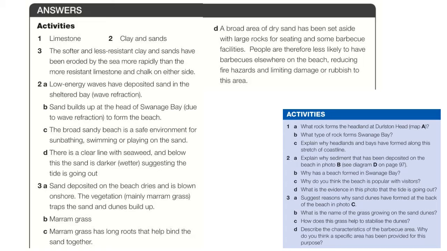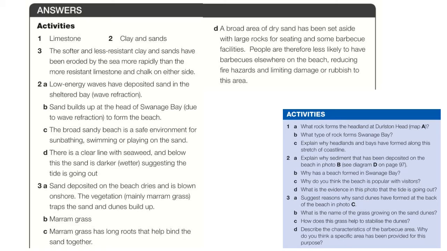2A, explain why sediment has been deposited on the beach in photo B. Low energy waves have deposited sand in the sheltered bay. You could have mentioned constructive waves. 2B, why has a beach formed in Swanage Bay? Sands build up at the head of Swanage Bay due to wave refraction. That's something that you might not have talked about before. We mentioned it briefly to form the beach. Again, you could have mentioned constructive waves there.